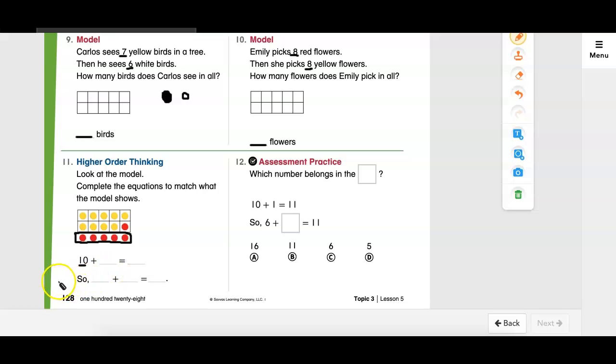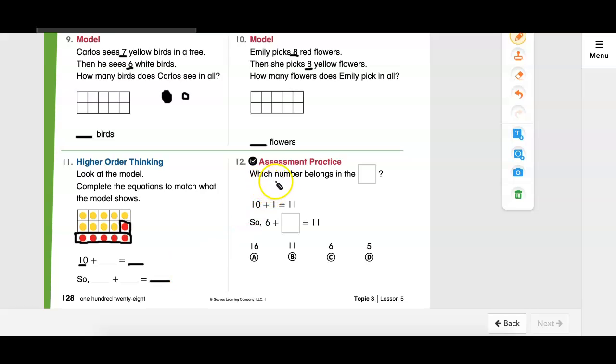And then it wants us to write, so how many yellow counters were there? 1, 2, 3, 4, 5, 6, 7, 8, 9. So then it wants us to write 9 yellow counters plus how many total red counters? Write that number here. Equals what? And remember that these two sums are going to equal the same number.